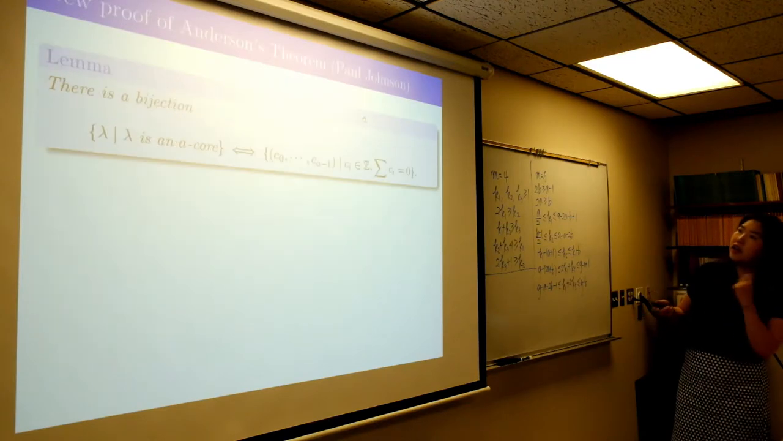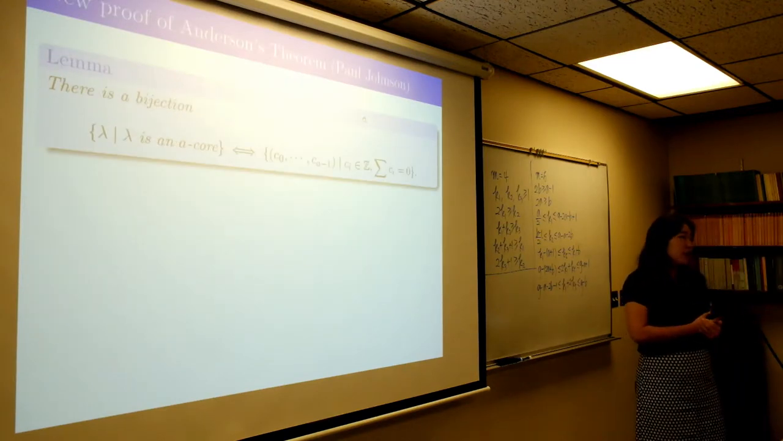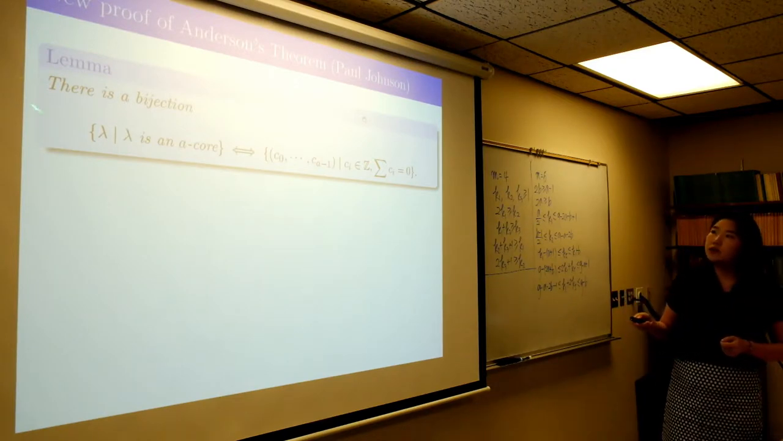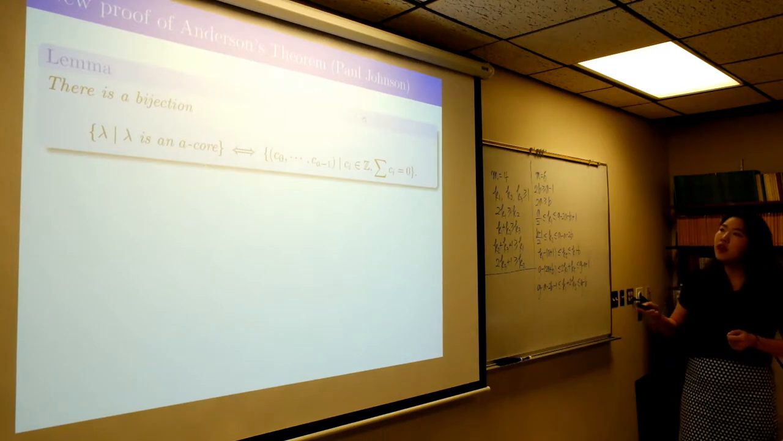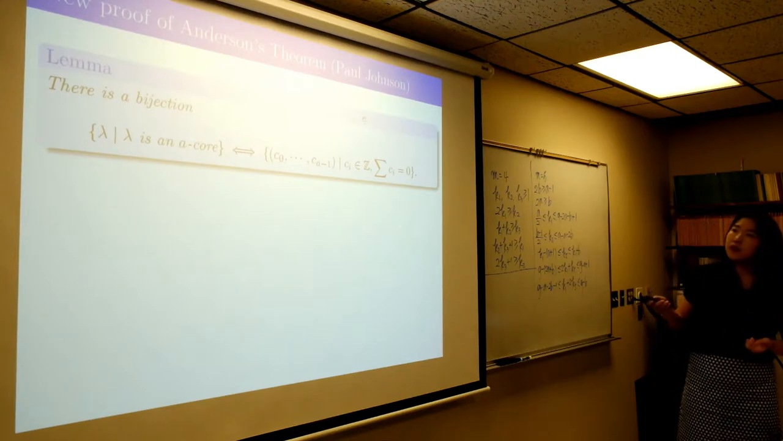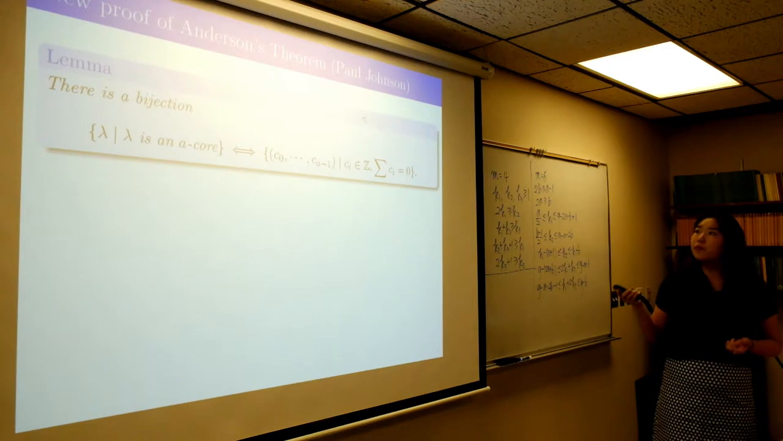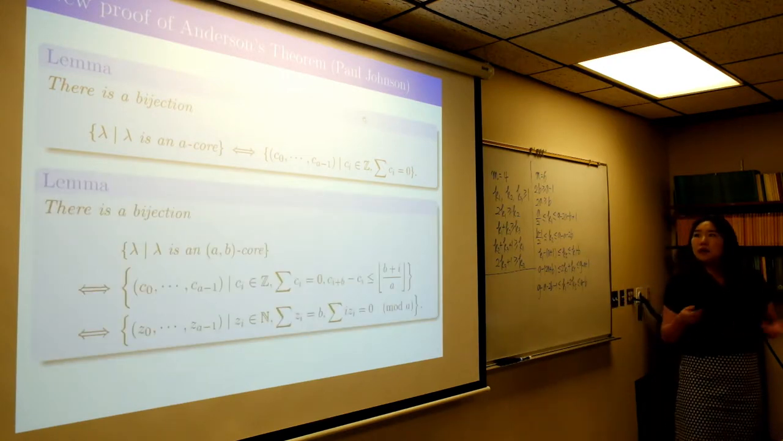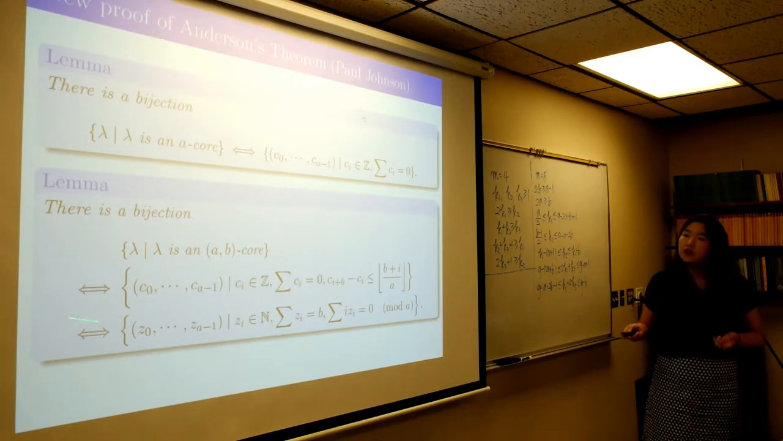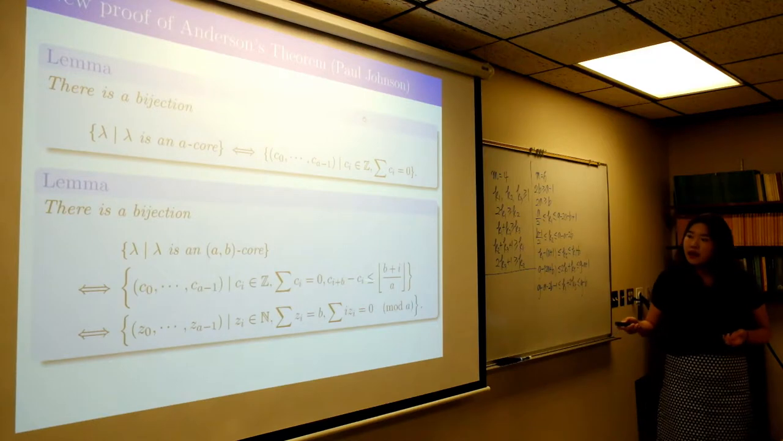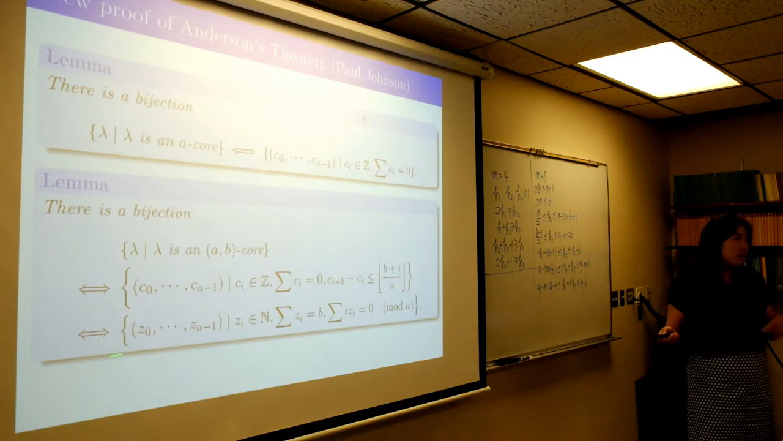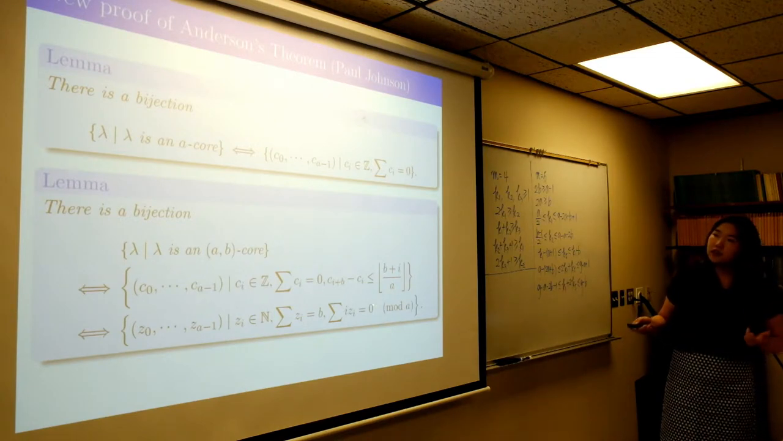But then Paul Johnson found a new proof of Anderson's theorem, which comes from the bijective map between the set of A core partitions and the set of integer tuples that sum to A. This bijection was already well known before Paul Johnson mentioned it. What Paul Johnson did was extend this bijection to C tuples that sum to zero and have an additional condition here, where this I can be any number from 0 to A minus 1, and indexes are interpreted modulo A.